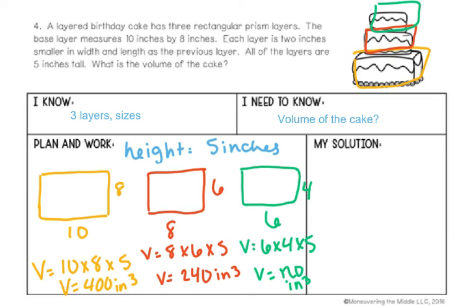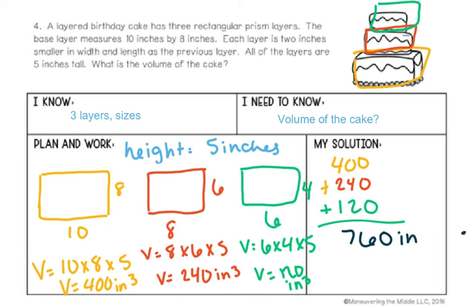Finally, we want the total volume of the cake, so I need to add these 3 volumes together. The bottom layer was 400 inches cubed, the middle layer was 240 inches cubed, and the top layer is 120 inches cubed. This gives us a total volume of cake of 760 inches cubed.